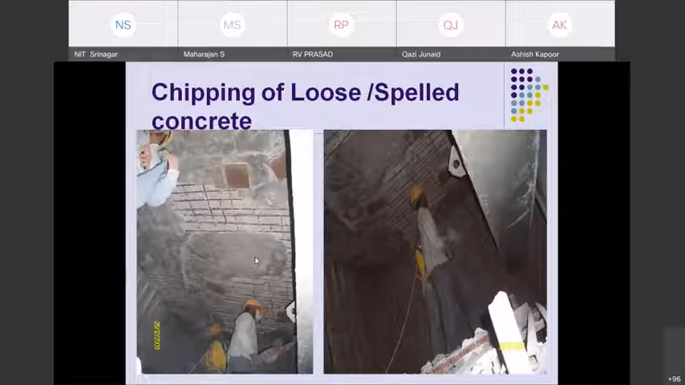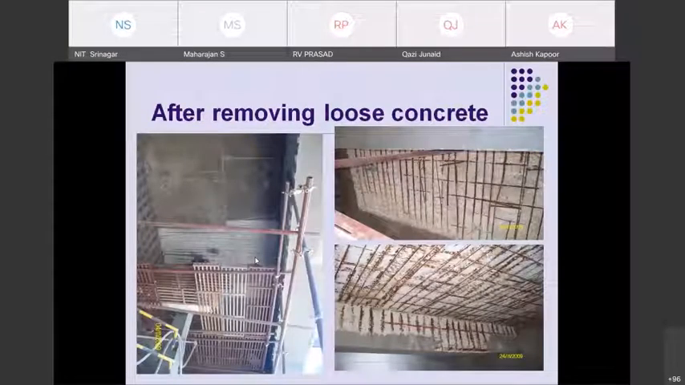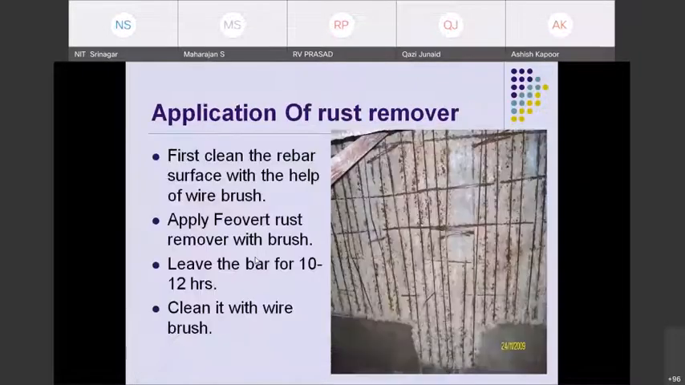So here we have to choose the testing to check the rate of carbonation, and chemical analysis plays a very important role in such types of structure. Then this is how the whole loose concrete is removed, and then this is the method by which the rust remover was applied over your steel reinforcement, because your existing steel is completely rusted.